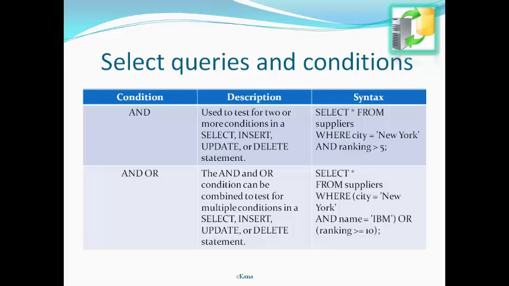Then we have an AND OR condition. The AND and OR conditions can be combined to test for multiple conditions in a select, insert, update, or delete statement. For example, select * from suppliers where bracket city equals New York and name is IBM, bracket closed, or bracket ranking is greater than or equal to 10. Now when combining these conditions, it is important to use brackets so that the database knows what order to evaluate each condition in. This is similar to learning the order of operations in a maths class. This is very similar to that.